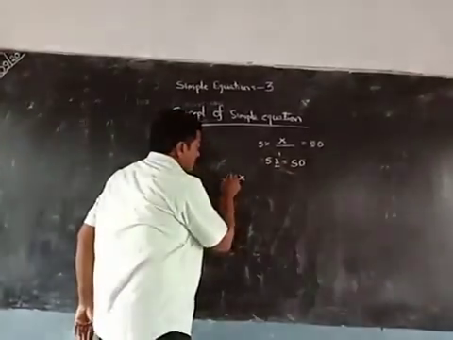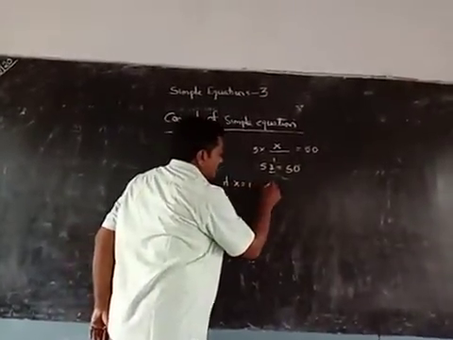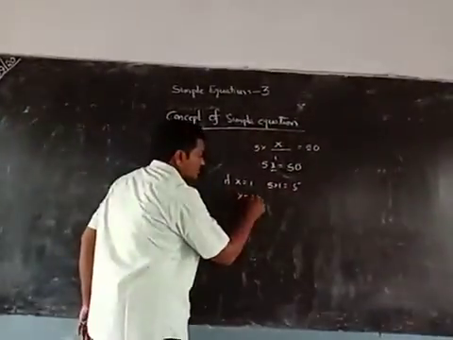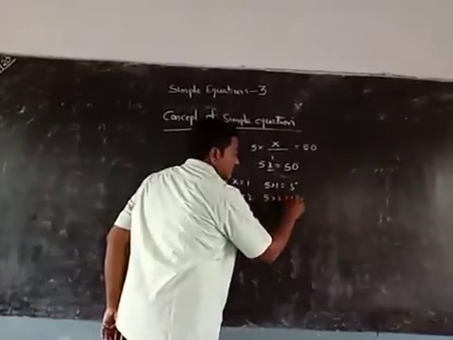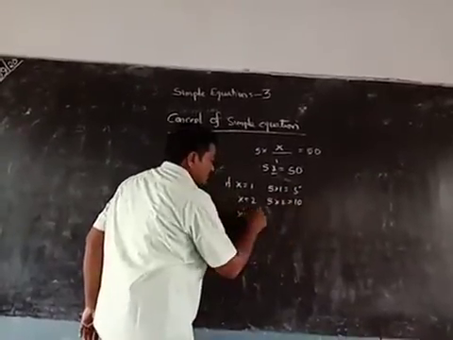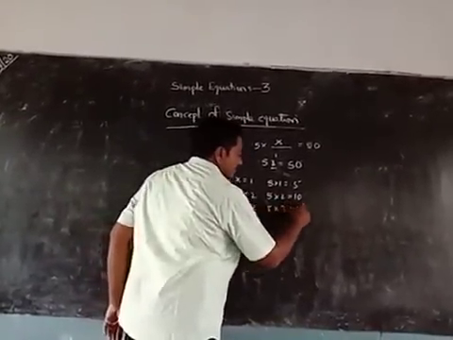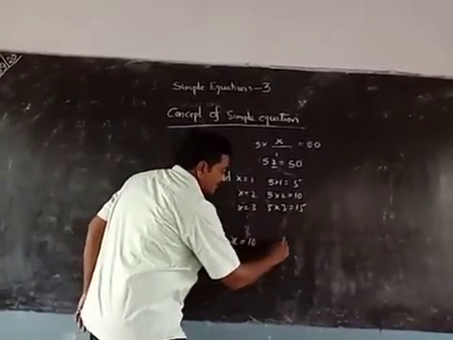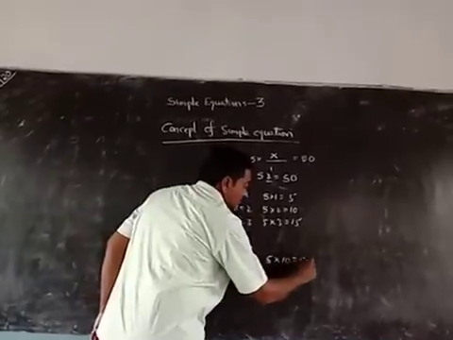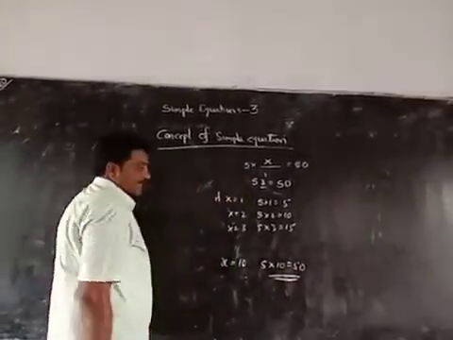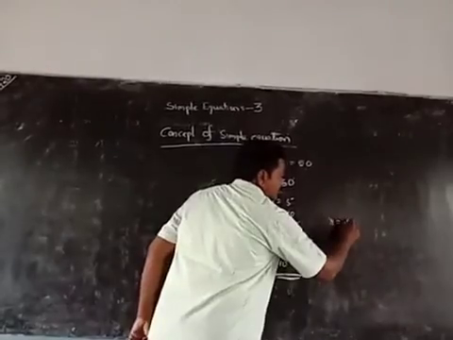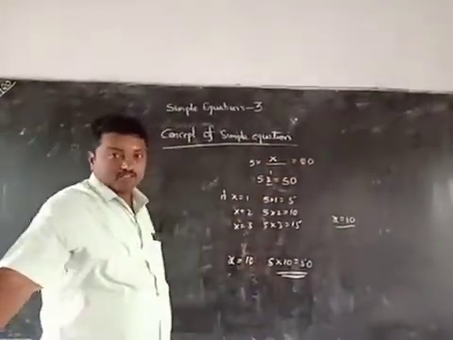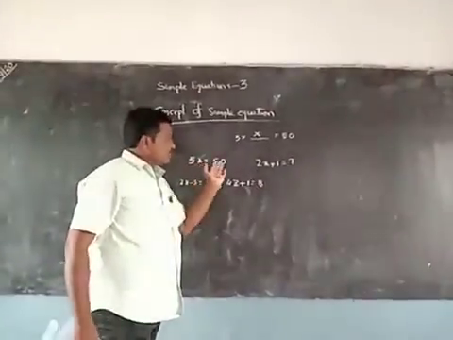If x is 1, 5 into 1, 5. It is not the answer. If x is 2, 5 into 2 equal to 10. It is not the answer. If x is equal to 3, 5 into 3, 15. And so on. If x is equal to 10, 5 into 10 equal to 50. So clearly the answer is x is equal to 10. 5 into 10 equal to 50. Now, 5x is equal to 50.